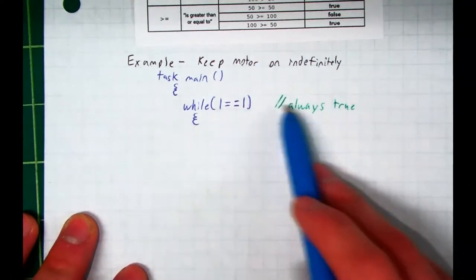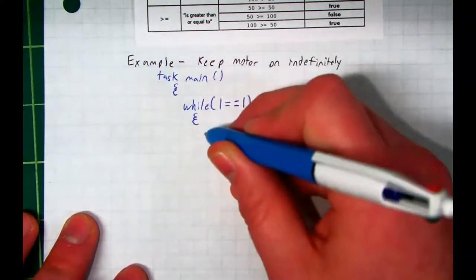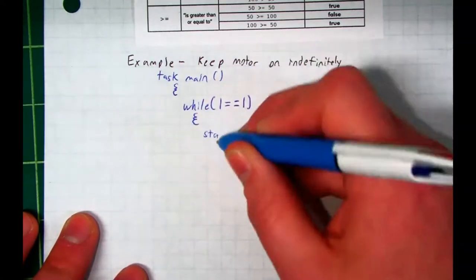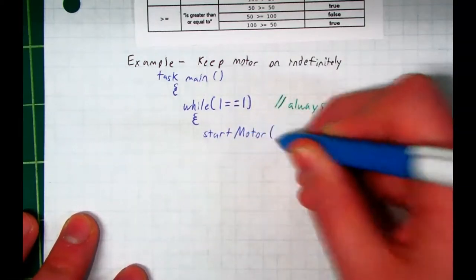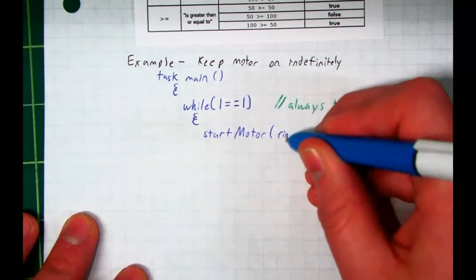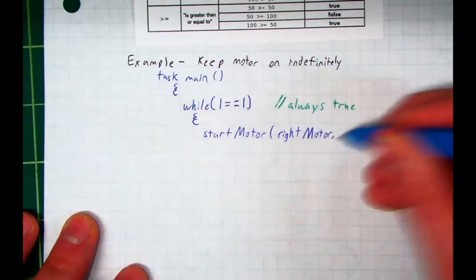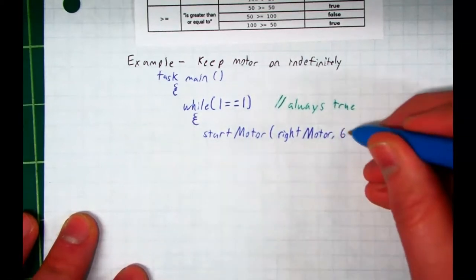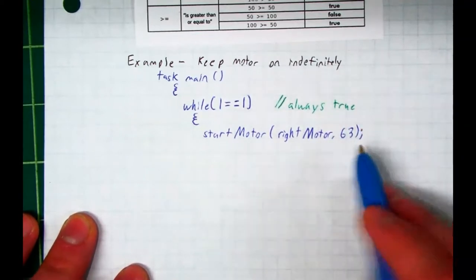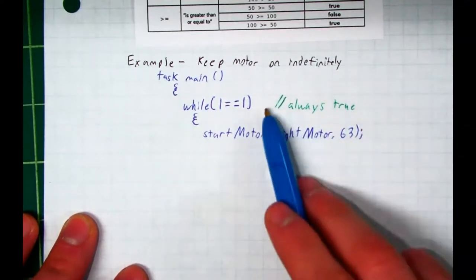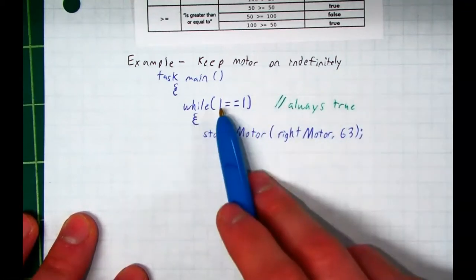What do I want to happen always? Have the motor on. So we'll just say startMotor, lowercase s, capital M, parentheses, lowercase m, capital M for motor, comma, we'll just put it at half speed, 63, close your parentheses and put a semicolon, because this is a command, this is a regular line of code, so we put a semicolon. Again, notice there is no semicolon on our while statement. That's all I want to happen during this.